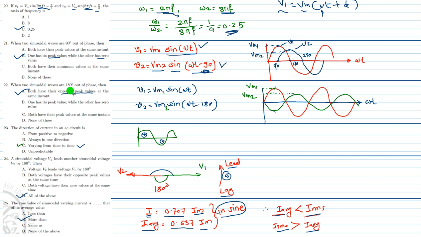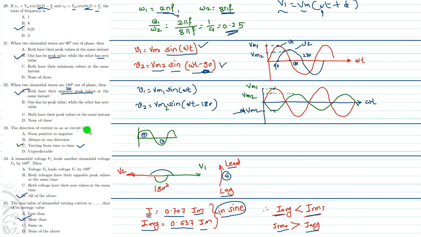When two sinusoidal waves are 180 degree out of phase, their maximum values will appear at the same time. Both reach the maximum value at the same time, but with opposite magnitude. Here it is positive, here it is negative. So here you can observe minus Vm. So you can say both have their opposite peak value at the same instant.